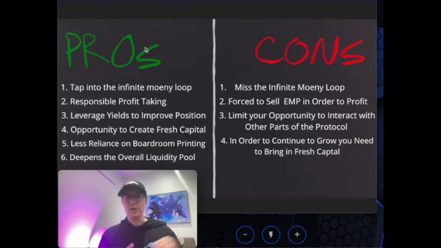So number 4 is, in order to continue to grow your bag, essentially you have to bring in your own fresh capital, and that is obviously a negative. Where if you're farming it in eShare, you can sell it off to your heart's content, and you're able to keep continuously growing in the protocol.